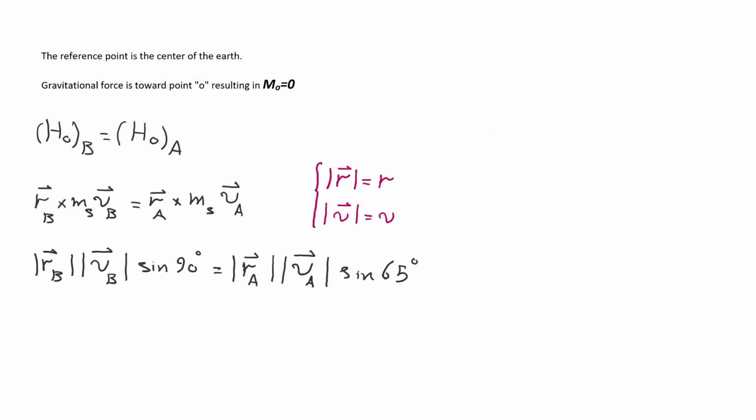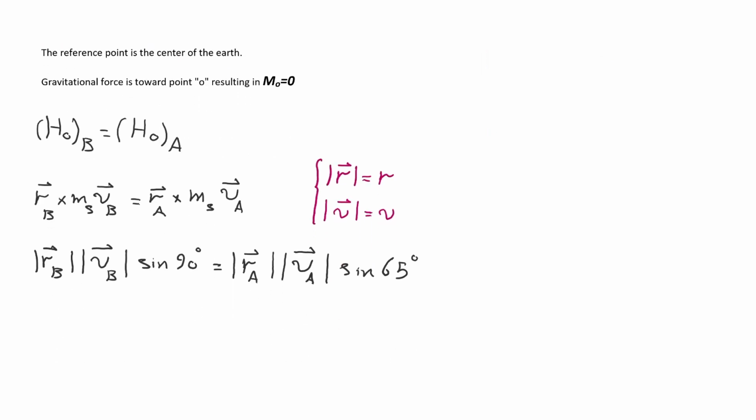So by knowing all this information, now we can find the relationship between RB, or the position vector, and VB, or the velocity at point B. And also I should note that since I had ms, the mass of the satellite, on both sides of the equation, I basically cancel that out. And now I have this equation that I need to solve.